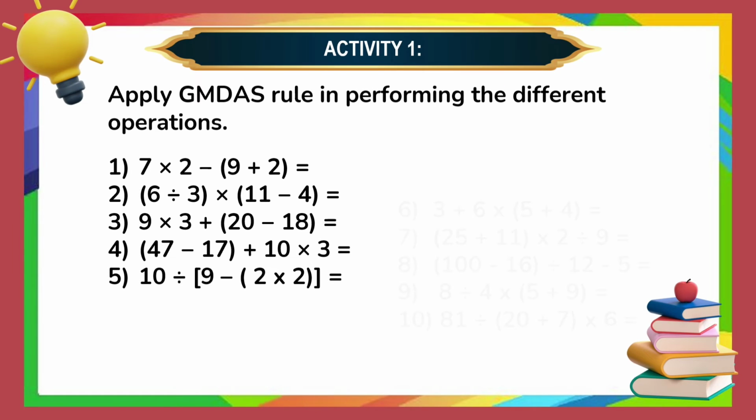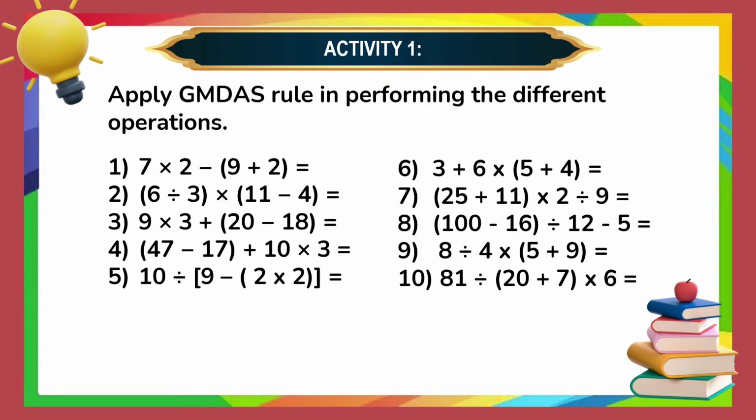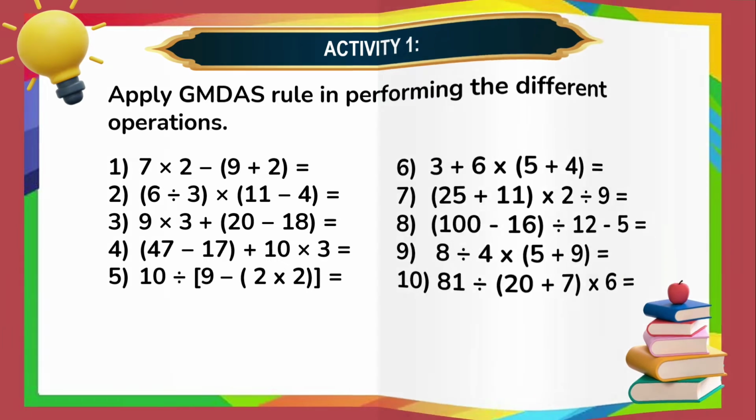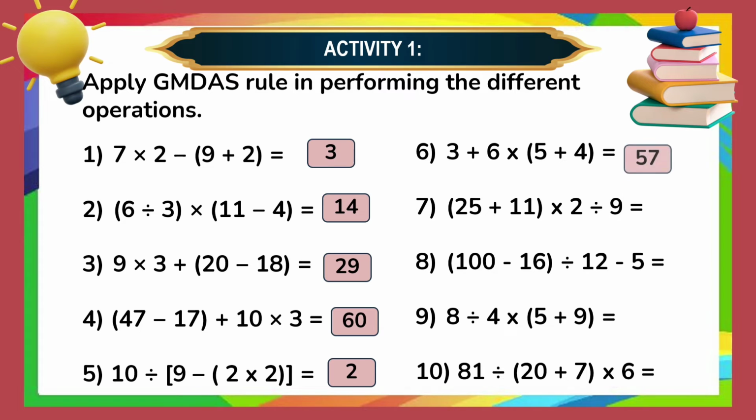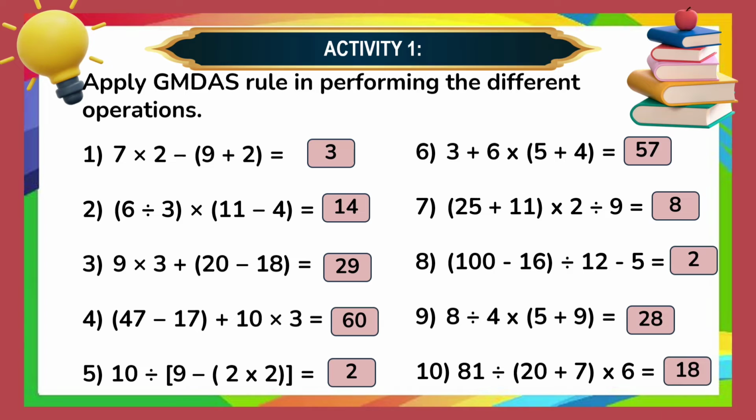So for activity number 1, you are going to answer 1 to 10 expressions. So apply GMDAS rule in performing the different operations for this activity. So if you want to check your answer, here are the following correct answers. So number 1, 3, number 2, 14, number 3, 29, number 4, 60, number 5, 2, number 6, 57, number 7, 8, number 8, 2, number 9, 28, and number 10, 18.